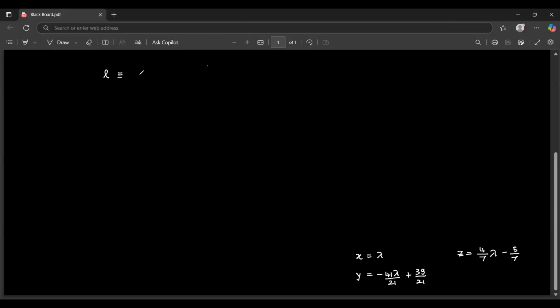L can be given as r equals 0, 39 over 21, minus 5 over 7, plus 1, minus 41 over 21, and 4 over 7 times lambda. Okay, so this is the vector equation.